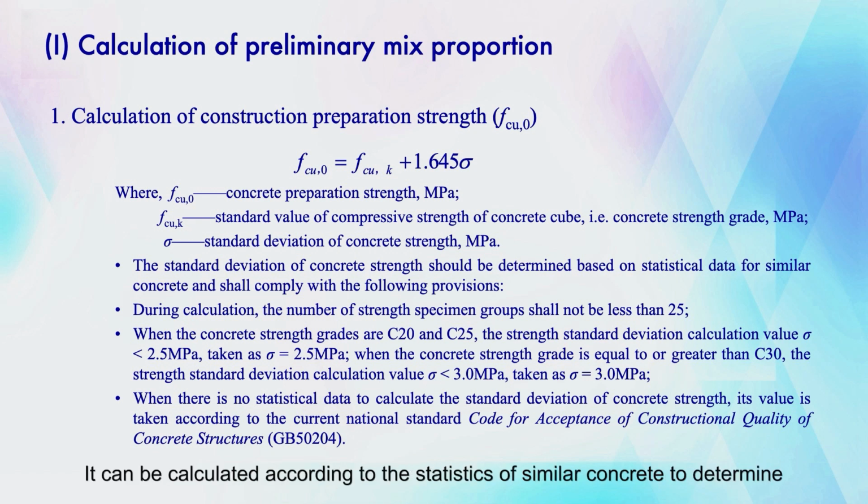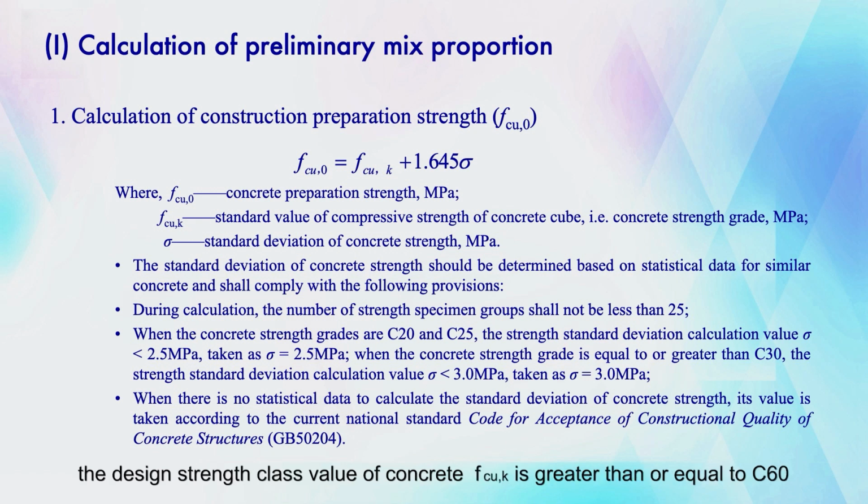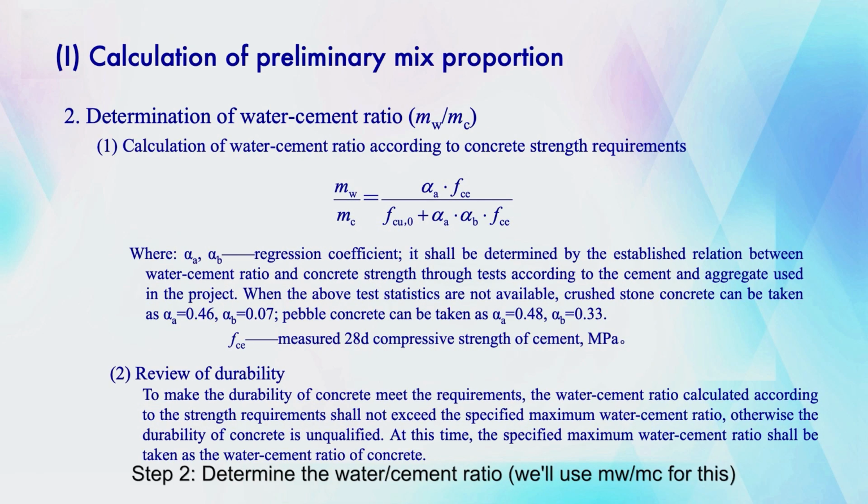It can be calculated according to the statistics of similar concrete, but it can also be determined according to the relevant provisions. 2. When the standard value of concrete cubic compressive strength, that is, the design strength class value of concrete fcu,k, is greater than or equal to C60, the concrete formulated strength fcu,0 is required to be greater than or equal to 1.15 times the design strength class value of concrete. Step 2. Determine the water-cement ratio.